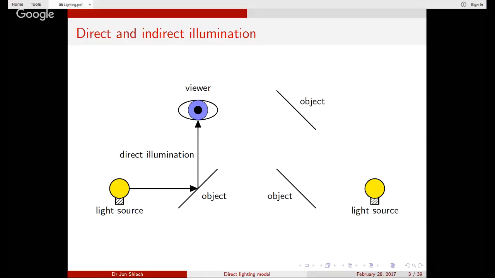The other type is when we have light bouncing off of other objects. In the second case, the light from the light source falls on an object and then it's bounced off of another object and it goes into the viewer. This is what we call indirect illumination. So direct illumination is where light falls on the object and goes straight to your eye, and indirect is where light bounces off of other objects and then goes to your eye. In real life, both direct and indirect illumination is what you can see.